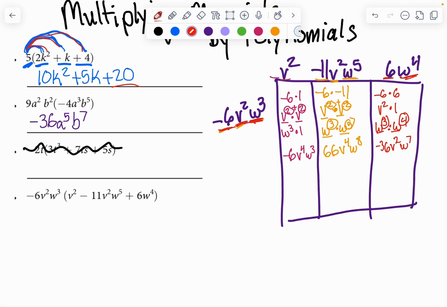Now when we finally write it together in our final answer, I'm going to start with the left side here. So negative 6 v to the 4th, w to the third. There's no negative there, so this is a positive number, so plus 66 v to the 4th, w to the 8th. This one now has a minus, or negative, so minus 36 v squared, w to the 7th.